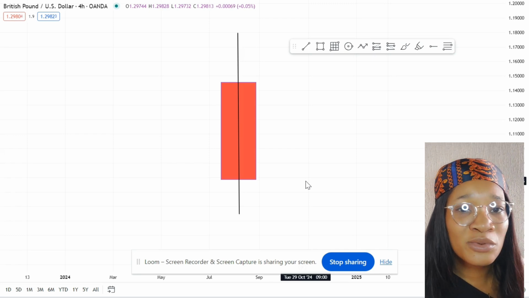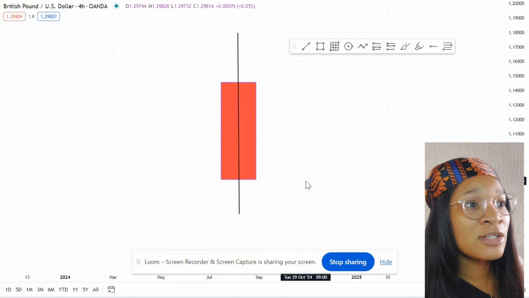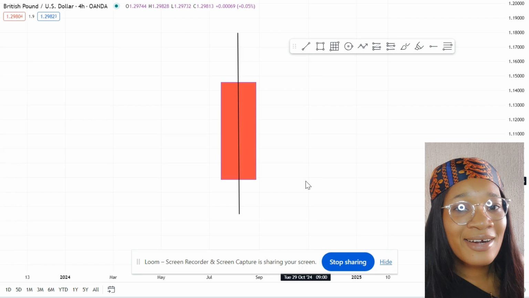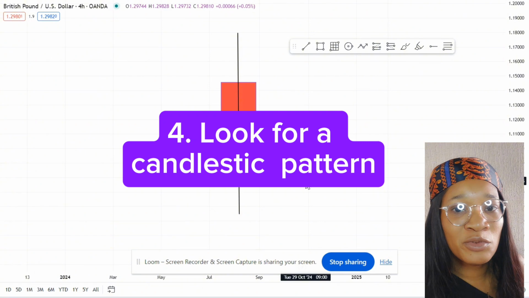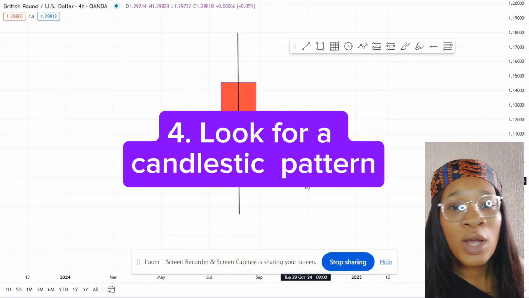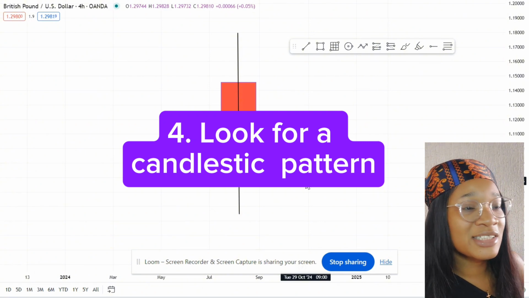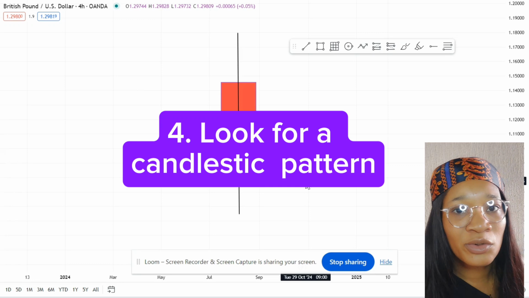Price is supposed to be rejecting that level. It's supposed to be showing some sign of rejection. You will see a lot of wicks around that level. And then finally, look for a candlestick pattern. Maybe if you are trying to sell, you should be looking out for bearish candlestick patterns, the engulfing candle, and so on and so forth, right?